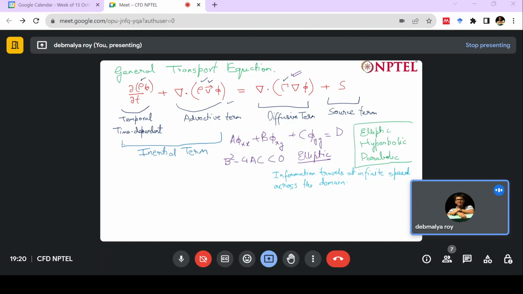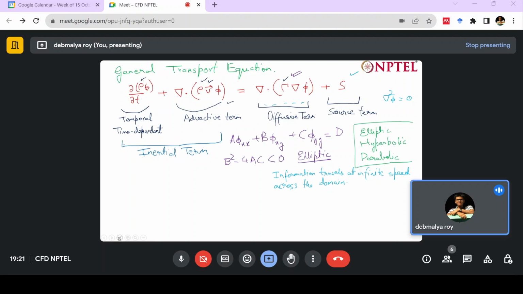One example of the elliptic equation was the Laplace equation. How would you get the Laplace equation from this general transport equation? In the general transport equation, if you take only the diffusive term and equate all of the other terms to zero, then your equation will be simply grad square phi equal to 0, provided gamma does not vary. This is called the Laplace equation, and it is elliptic in nature. If your phi increases at any boundary, the information will travel across the domain.